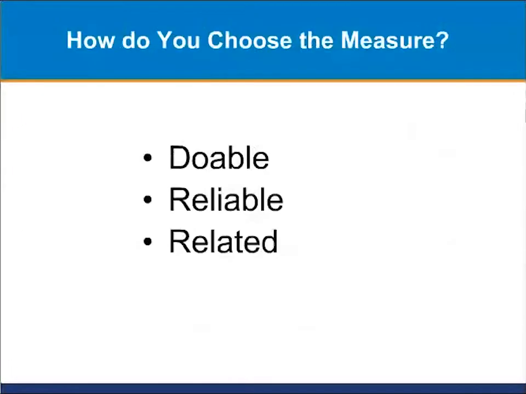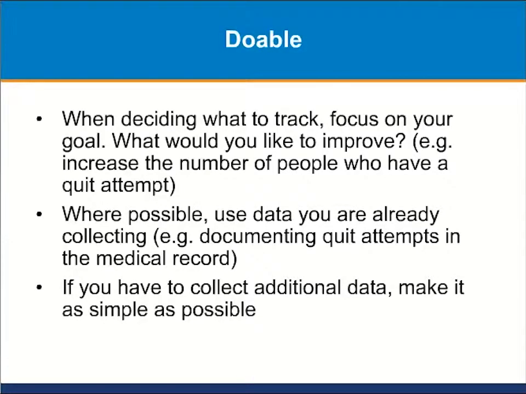So once you've figured out what your goal is and what you might want to track, then you want to choose what measure you're going to use. And when I think about collecting data and measures for quality improvement, I think in three areas. Is it doable? Is it reliable? And is it related? So in terms of something being doable, you want to make sure that you are choosing something that is likely going to happen in your setting.